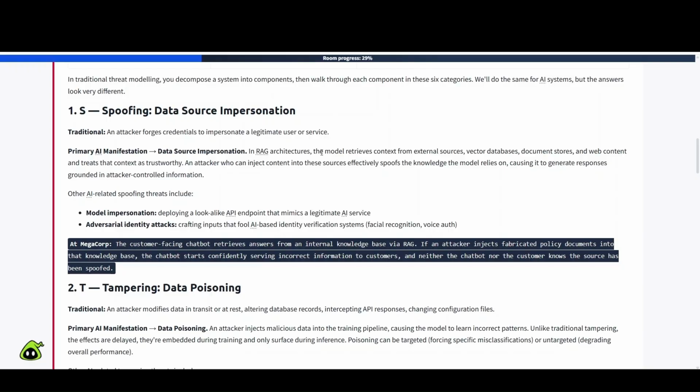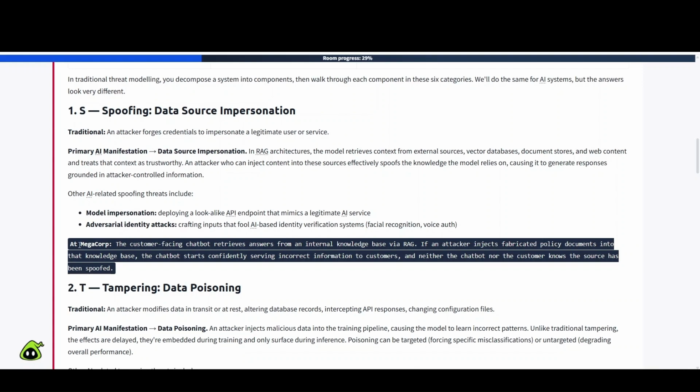In RAG architectures, the model retrieves context from external sources, vector databases, document stores, and web content, and treats that context as trustworthy. An attacker who can inject content into these sources effectively spoofs the knowledge the model relies on, causing it to generate responses grounded in attacker-controlled information. Other AI-related spoofing threats include model impersonation, deploying a look-alike API endpoint that mimics a legitimate AI service, and adversarial identity attacks, crafting inputs that fool AI-based identity verification systems, facial recognition, voice authentication.